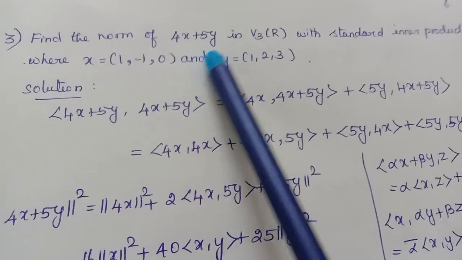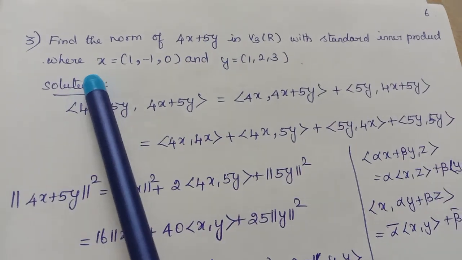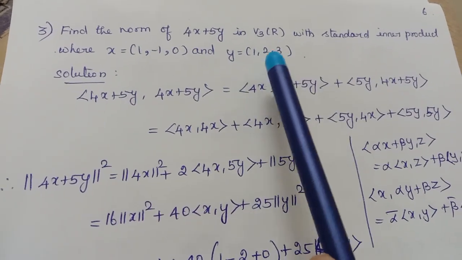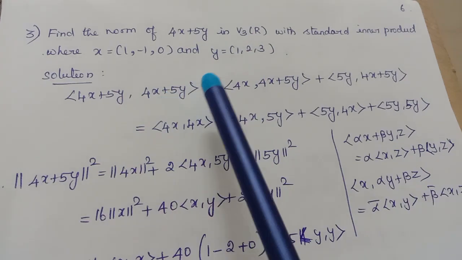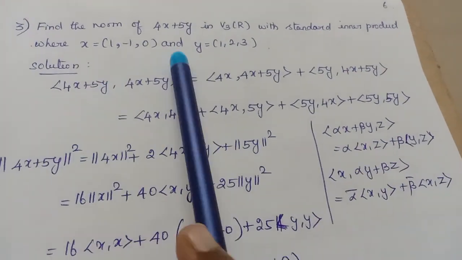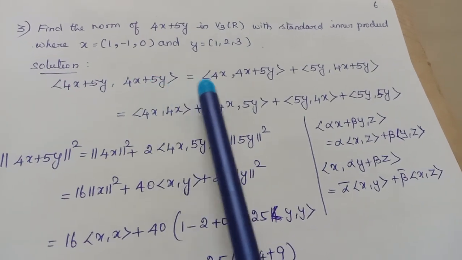Find the norm of 4x plus 5y in V3 of R with the standard inner product, where x is equal to (1, -1, 0) and y equal to (1, 2, 3). This is similar to the previous problem, but they are asking you to find the norm of 4x plus 5y. So the norm of 4x plus 5y is nothing but the inner product of 4x plus 5y with itself, equal to.